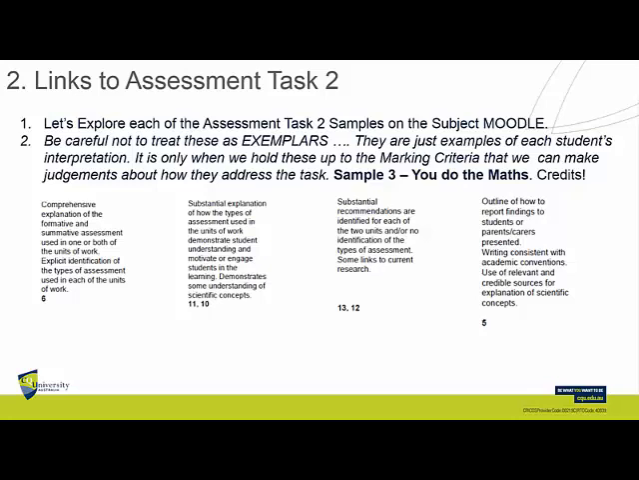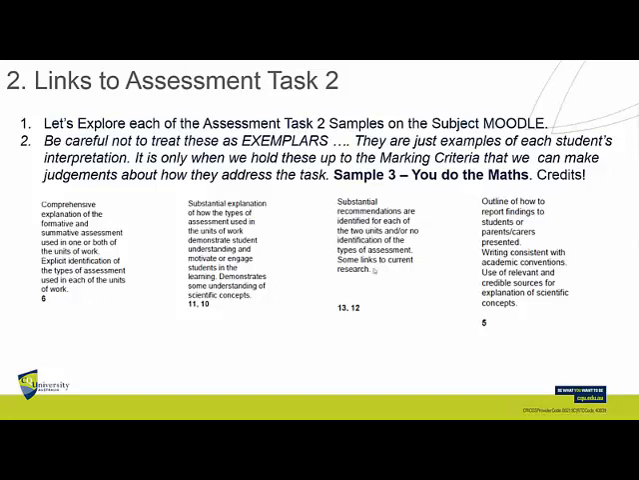Different way of tackling the task, isn't it? Criteria 3, substantial recommendations for identified. Yes, the student did this, but section 3 was worth 18 marks, okay, and have a look at what they're getting. So they're still down around the credit level, okay. They've identified 2 recommendations for 2 of the units, and identification of the types of assessment.